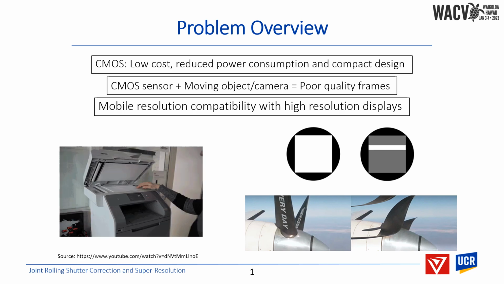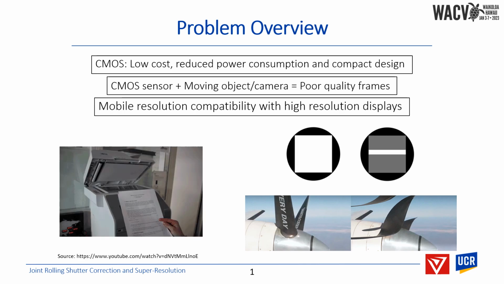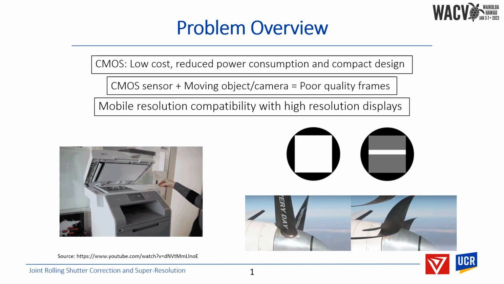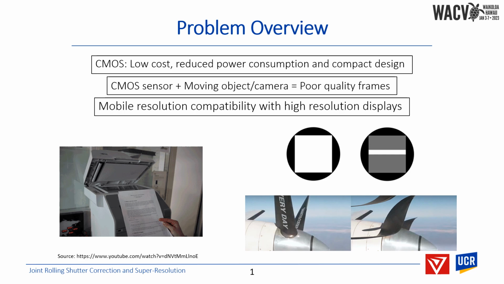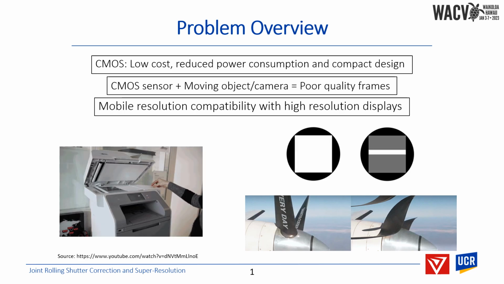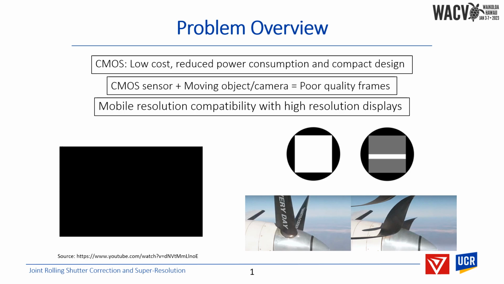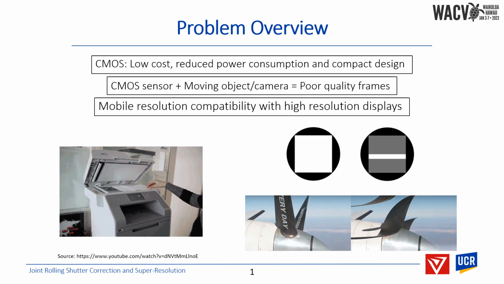Another issue with mobile capture videos is their compatibility with high resolution displays. Most of the existing super resolution method assumes that the input video is global shutter, which may not be true for videos captured using rolling shutter cameras. Thus, addressing the problem of joint rolling shutter correction and super resolution becomes critical.